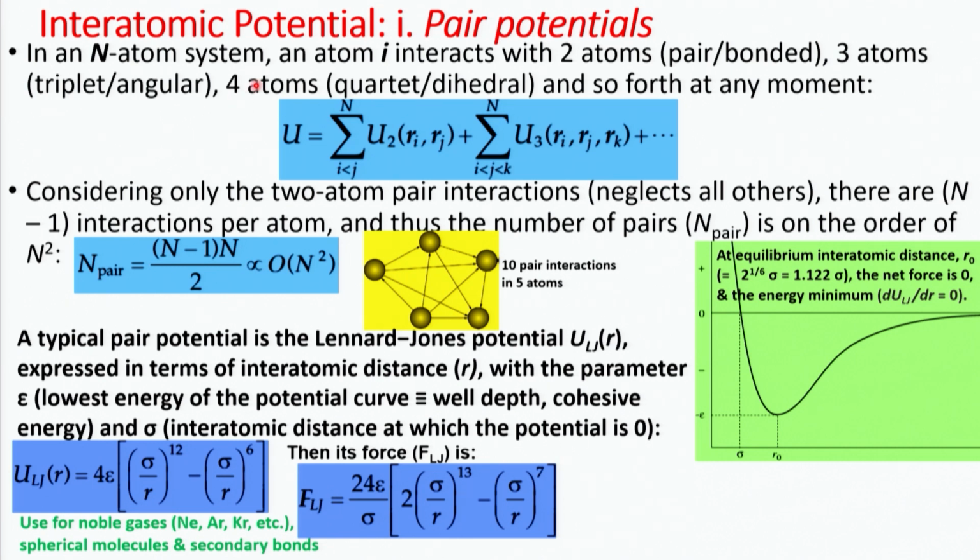And it can be a four atom system. So essentially we call it a quartet, or it can be a dihedral. If the four atoms are bonded, what changes is the dihedral angle between them. And so forth.